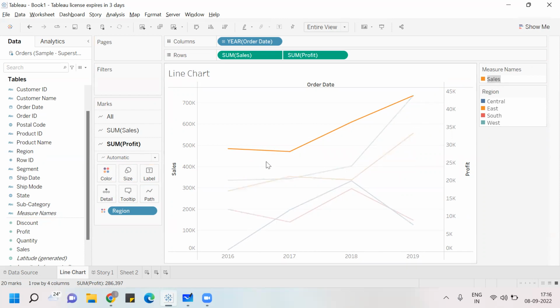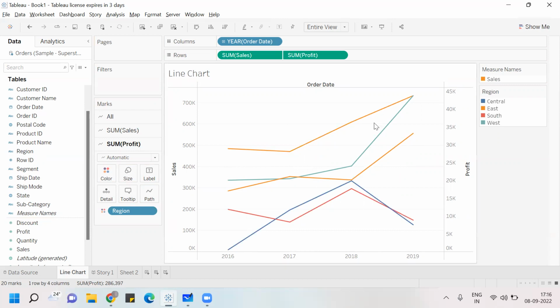So these are the sales figures for the three products. Okay, then these are the regions. Regions are central, then east, then south, then west. Clear, everyone? So this is mainly a line diagram.